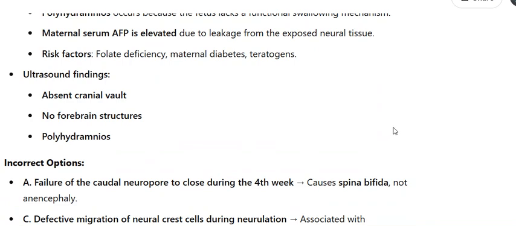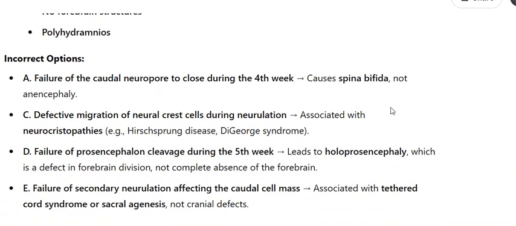Incorrect options: A. Failure of the caudal neuropore to close during the 4th week causes spina bifida, not anencephaly. C. Defective migration of neural crest cells during neurulation is associated with neurocristopathies, e.g., Hirschsprung disease, DiGeorge syndrome.